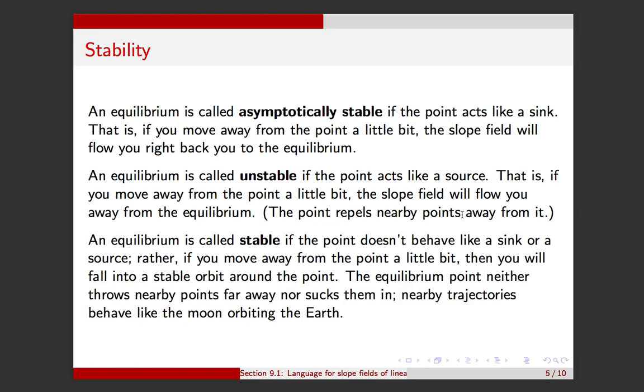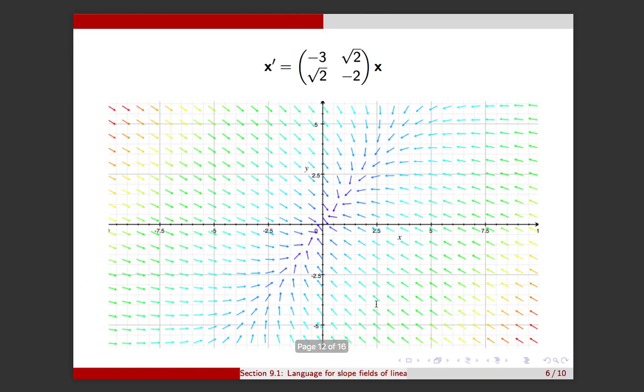An equilibrium is called stable if that point is neither a sink nor a source. Instead, if I knock you off the equilibrium, you don't get sucked back to the equilibrium. You don't get shot off the page. Instead, you fall into a stable orbit around the point, much like the moon orbits the Earth. Imagine the moon was on top of the Earth right now, and then we shot it into space. It falls into that orbit around the Earth. So the trajectories look like elliptical orbits, rather than shooting off to infinity or being sucked back into the Earth. Let me show you some pictures from Chapter 7 to illustrate these concepts.